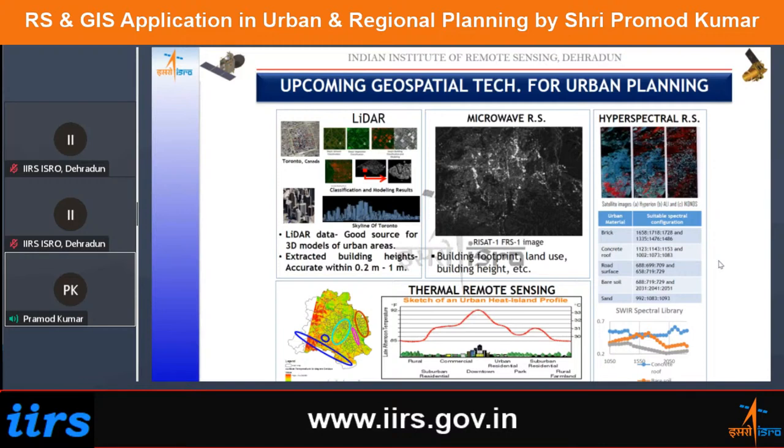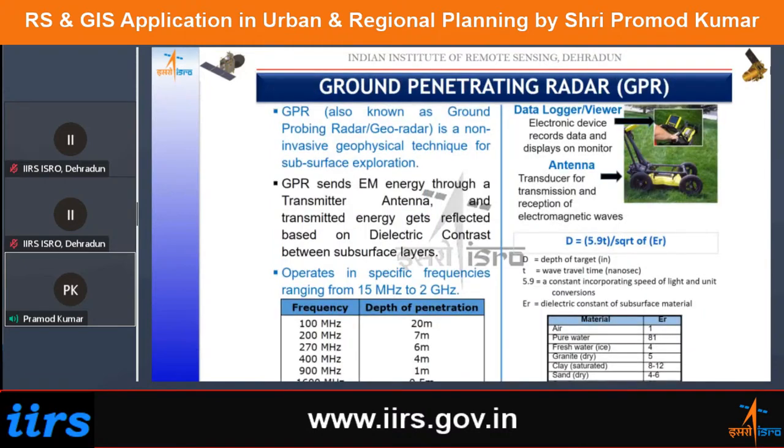Another technology, as I said earlier, is ground penetrating radar, which is a non-invasive technique for subsurface exploration. Based on the dielectric constant of the different materials underneath the surface, the antenna emits a signal, and the echoed energy is recorded by the sensor. Because of the frequency at which the signal is emitted and the dielectric properties of different materials, where water is nearly 80 and air is 1, and other materials have dielectric characteristics in between, you can find out the depth of the different materials.